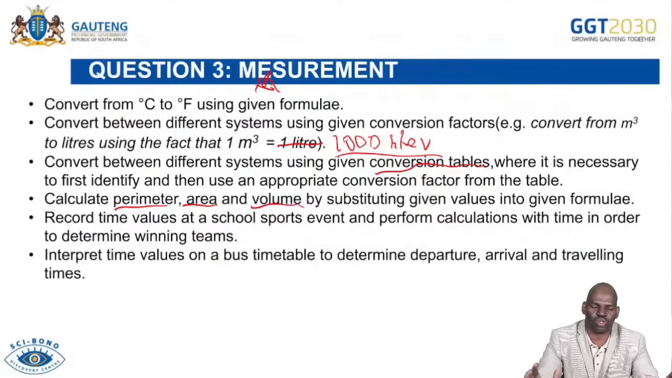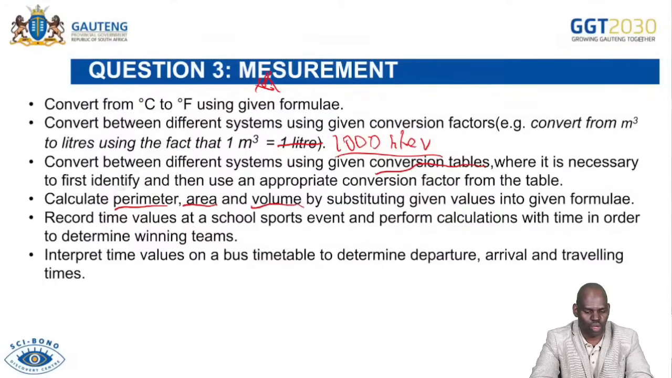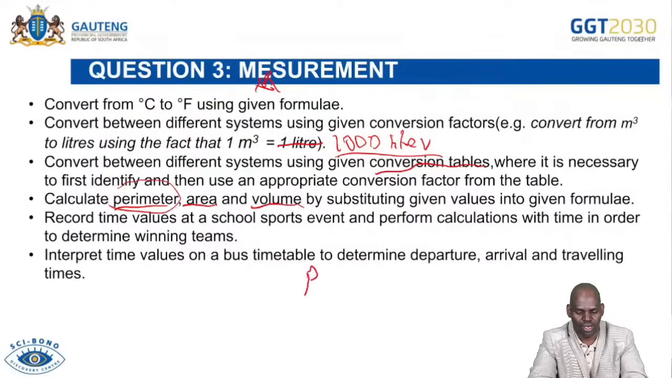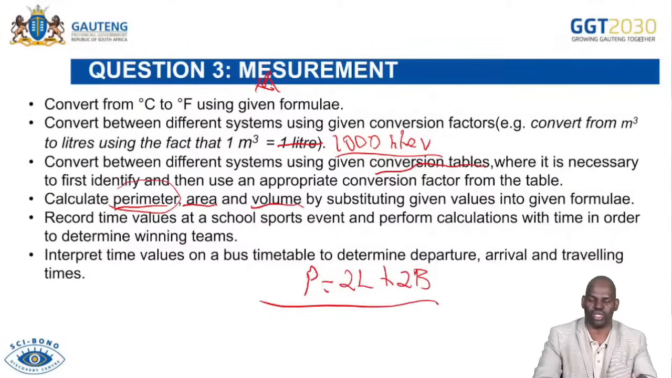Again, you don't have to stress about the formula. The formula will be given. What is important for you is that you should be able to choose the correct formula and do the substitution. Now remember, if you have to calculate the perimeter, for instance, the perimeter P of a rectangle is equal to 2 length plus 2 breadth. Let's say the examiner gives you this formula and says calculate the perimeter.